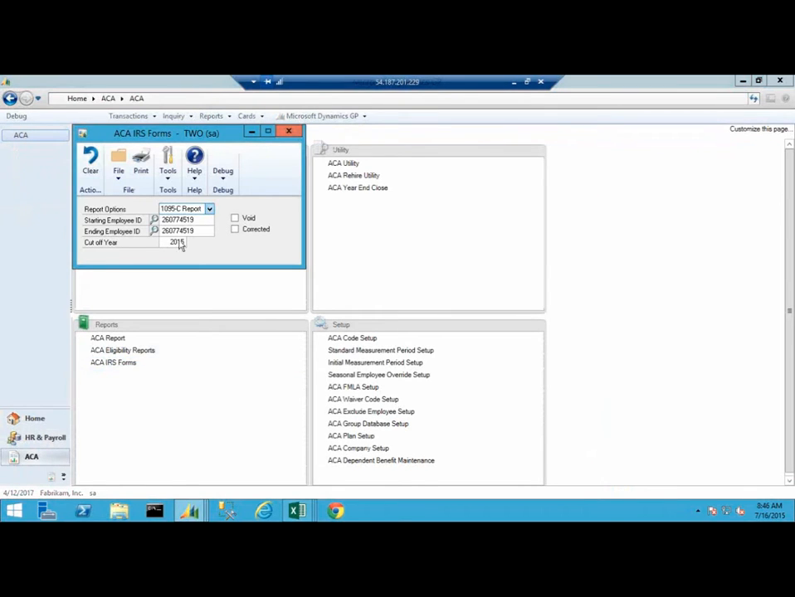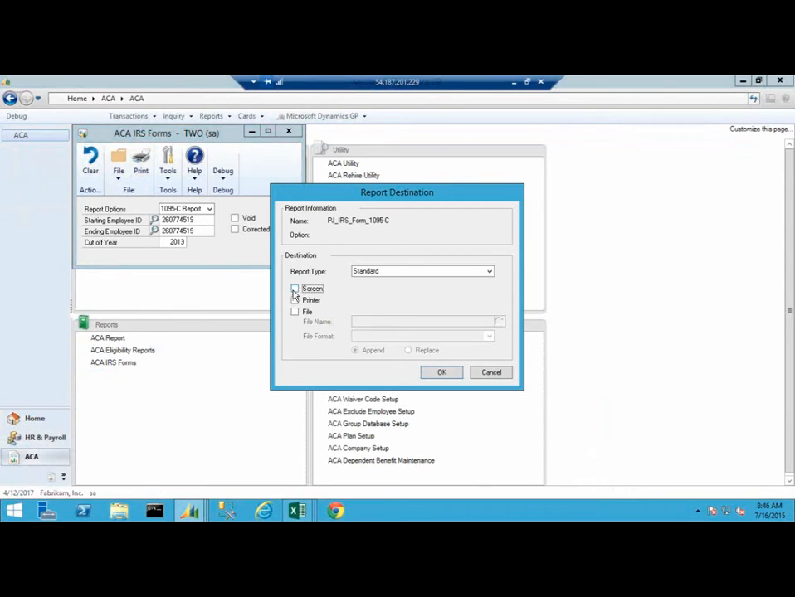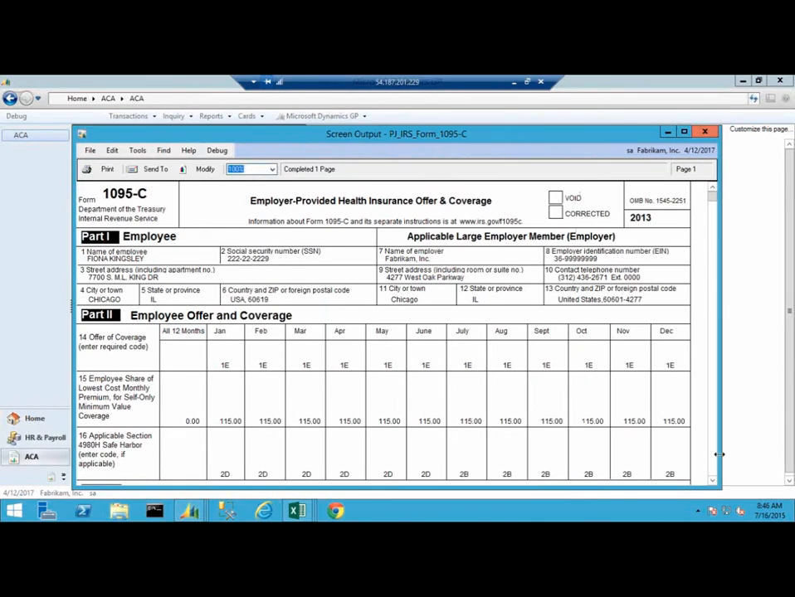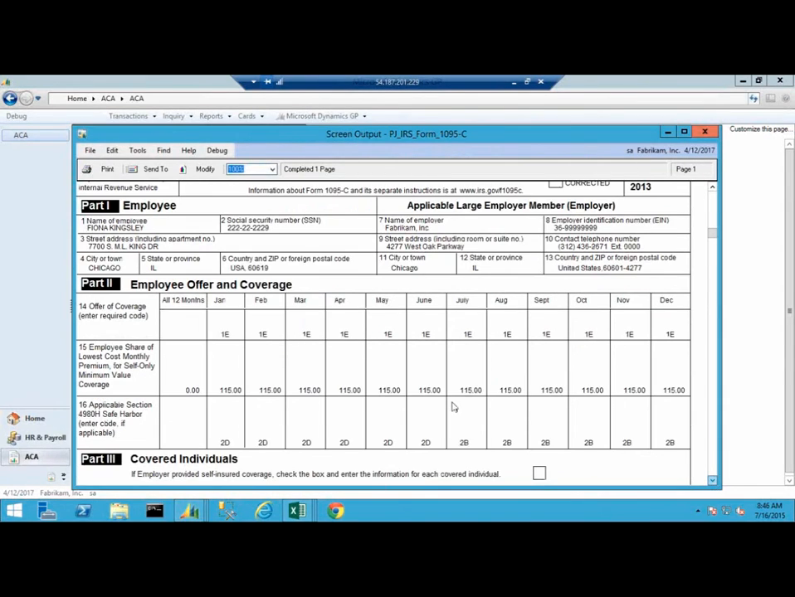First thing we do is we come over to the IRS form, and I'm going to print it out for 2013. So I come here and I hit print. I go to the screen, and I get this. When you do a close with us, we automatically give you this non-assessment period. Notice this 2D here, that's a non-assessment period on line 16.